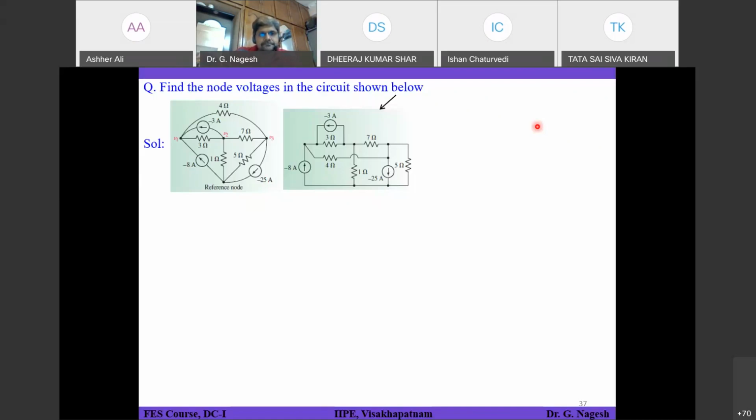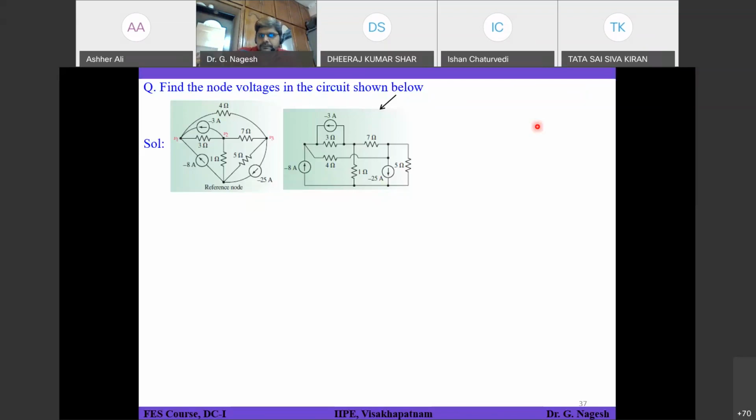Sir, I have written all three equations. Okay. So what is equation 1? Can you say? (V1 minus V3) by 4 plus 3 plus (V1 minus V2) by 3 plus 8 equal to 0. Okay. And the second one is (V2 minus V1) by 3 minus 3 plus V2 by 1 plus (V2 minus V3) by 7 equal to 0.